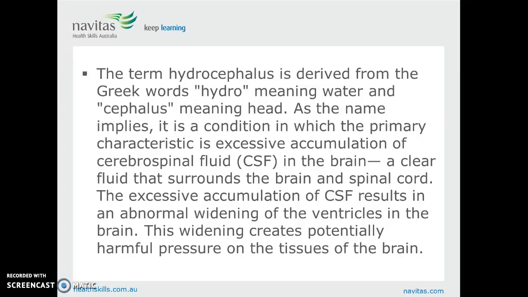The excessive accumulation of CSF results in an abnormal widening of the ventricles in the brain, and this widening creates potentially harmful pressure on the tissues of the brain.